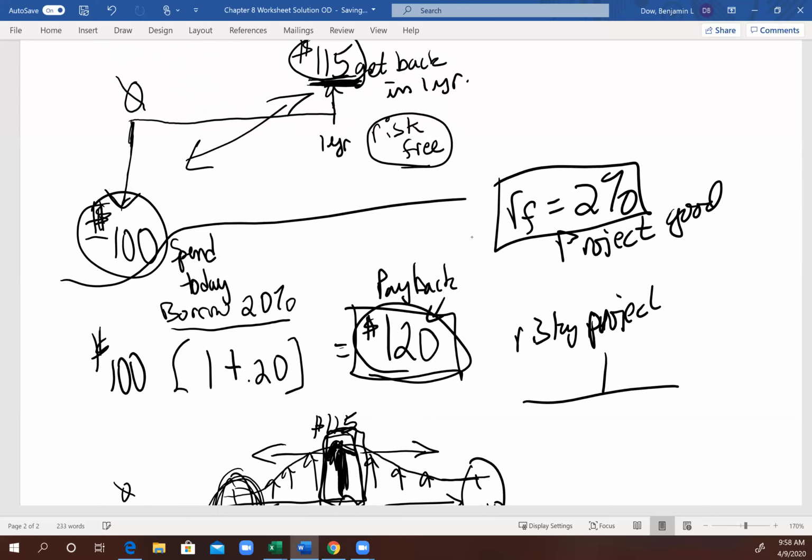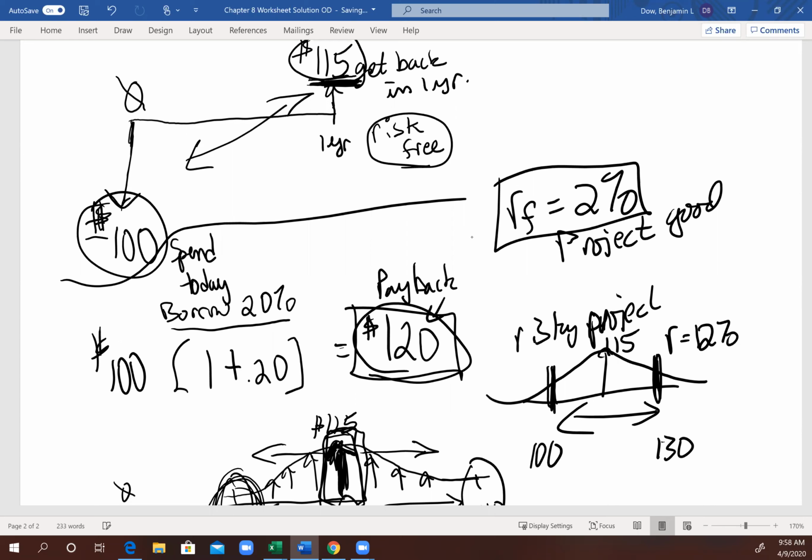and while we expect to get 115 back, that's the most likely outcome, but there's a whole bunch of variation in the actual outcomes that can occur, and it could be as high as 130 or maybe as low as 100. Okay, if we have a lot of variation in this, then maybe the appropriate interest rate is 12%, at which point the project is still good.